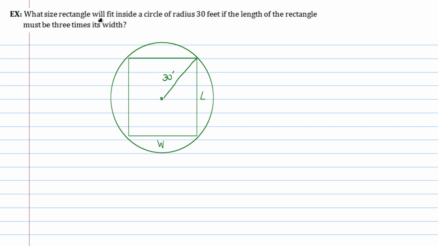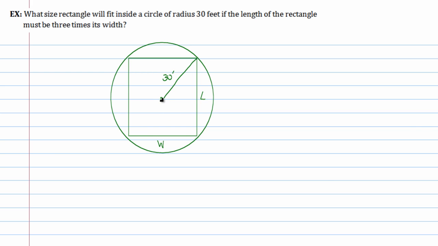As a final example, we're going to find the size of a rectangle that'll fit inside a circle of radius 30 feet, if the length of the rectangle must be 3 times the width. In this case, we're going to draw a picture that has a circle and a rectangle inside of it, just like what they're asking us.